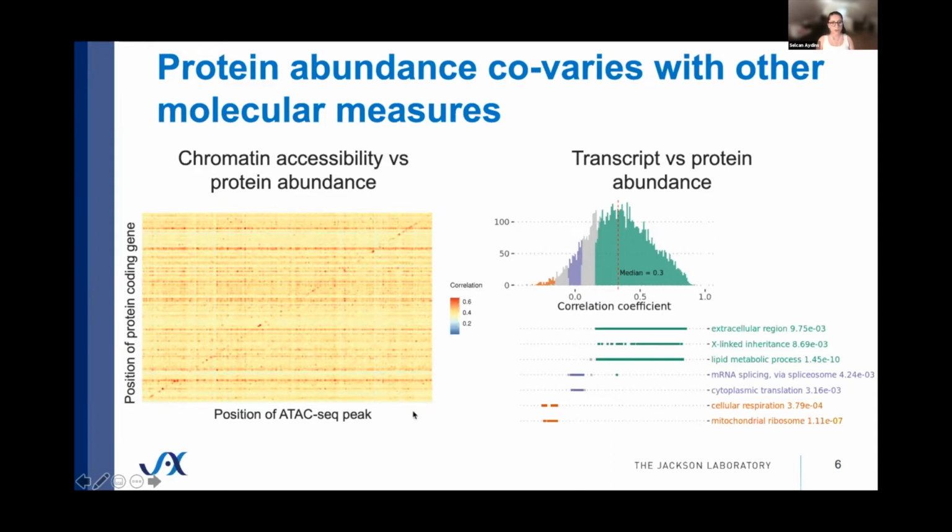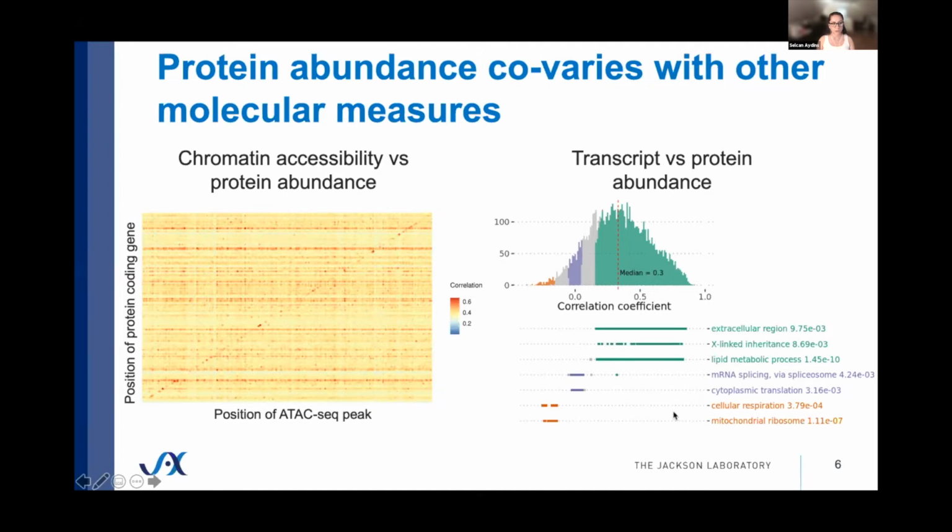And on the right, I'm showing you the relationship on a gene basis between transcript and protein abundance, where we observe a very high agreement for proteins and genes found in the extracellular region or involved in X-linked inheritance or lipid metabolic process. There is no relationship whatsoever in splicing and cytoplasmic translation, and some negative correlation, so opposite trends between transcript and protein, in cellular respiration and mitochondrial ribosome.